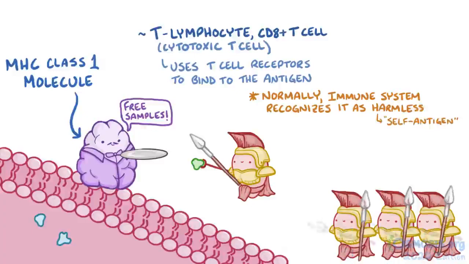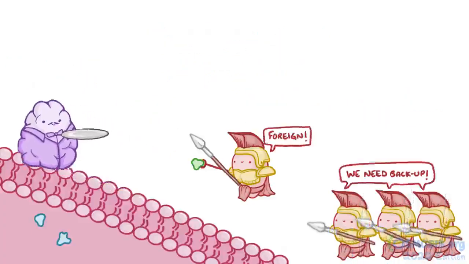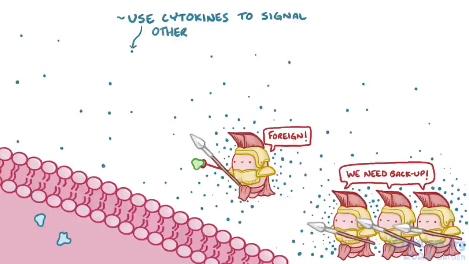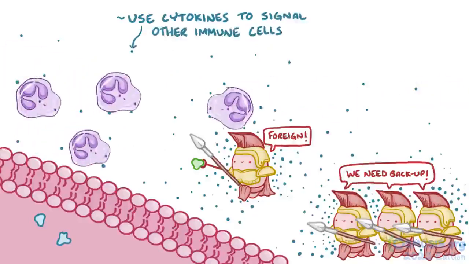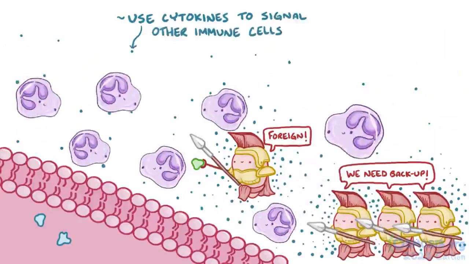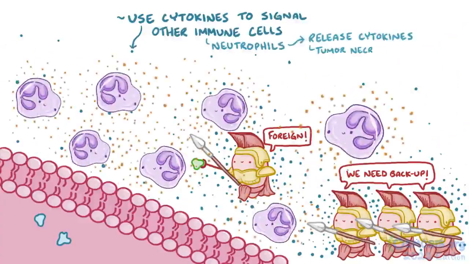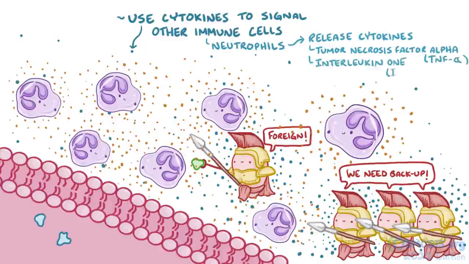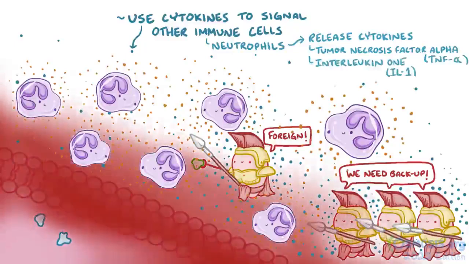But when these cells recognize a foreign molecule, they use cytokines to signal other immune cells to migrate to the joint capsule in the joint space that's under attack, cells like neutrophils. The neutrophils release cytokines like tumor necrosis factor alpha, or TNF alpha, and interleukin 1, or IL-1, which worsen the inflammation.